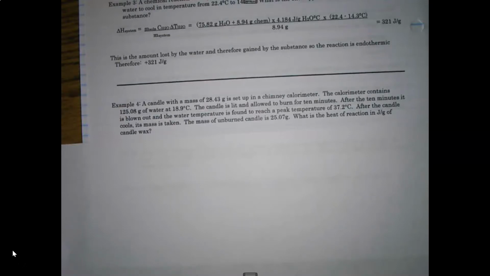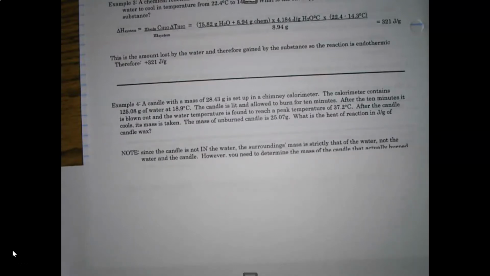Okay, so really what's going on is the candle is underneath the water in the calorimeter. So the candle is separate. So I don't have a solution of water and candle. I have them separate. After 10 minutes, we blow out the candle. The temperature of the water is found to reach a peak of 37.2 degrees Celsius. After the candle cools, its mass is taken. The mass of unburned candle is 25.07. Calculate the heat of reaction in joules per gram of the candle wax.